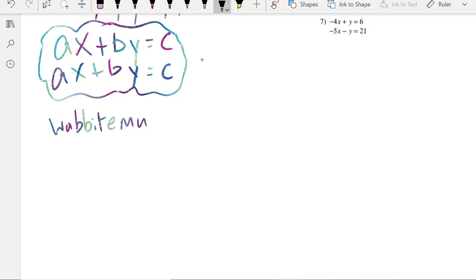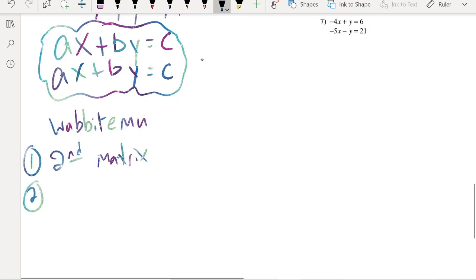So here's what you do. You can go into your matrices. So here's step one. You press second and the matrix button. Okay. Then when you're in your matrix, you're going to create a new matrix. Second matrix, there we go.